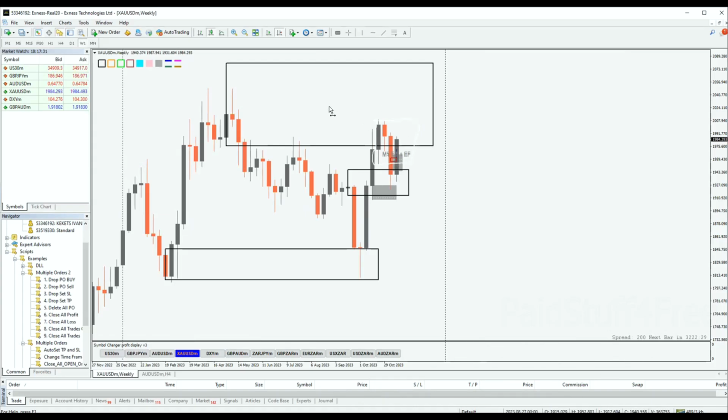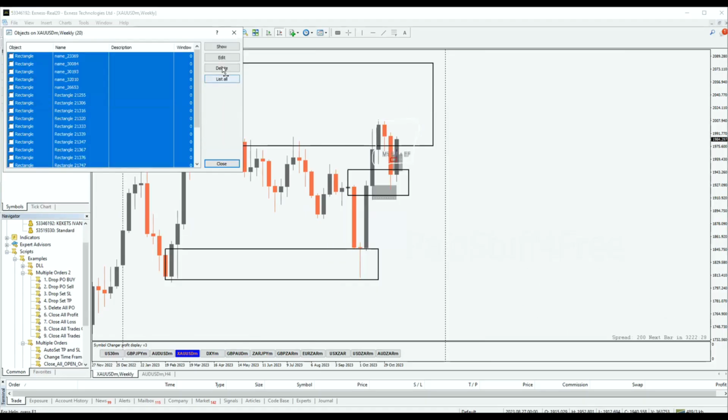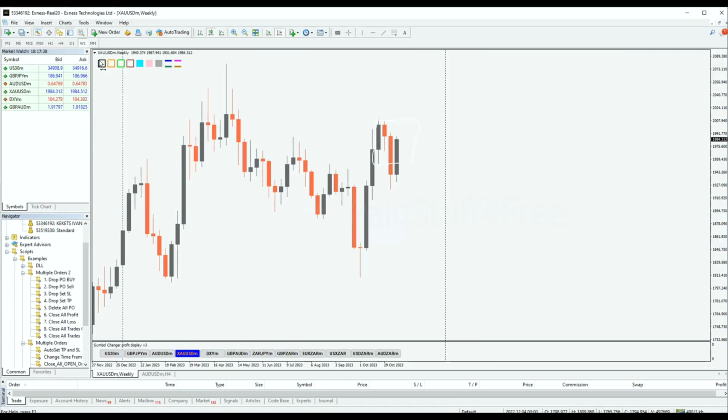Let me do it like this. Let me cancel everything. I'm trying to delete it. It's not getting deleted. You want to clear the drawing? And now it's done.